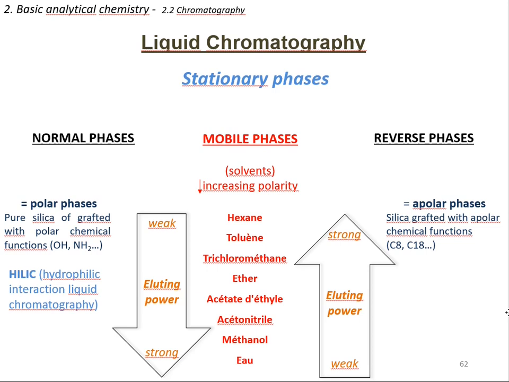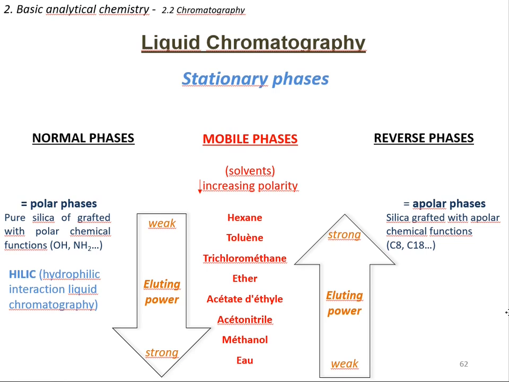And then you have reverse phases, which are made of apolar phases. So the stationary phase is made of apolar chemical functions grafted onto silica, and we call them C8 or C18 because they contain 8 carbons or 18 carbons, for example. So these are aliphatic chains that will develop hydrophobic interactions with the molecules. And in this case, the weak solvents are the most polar.